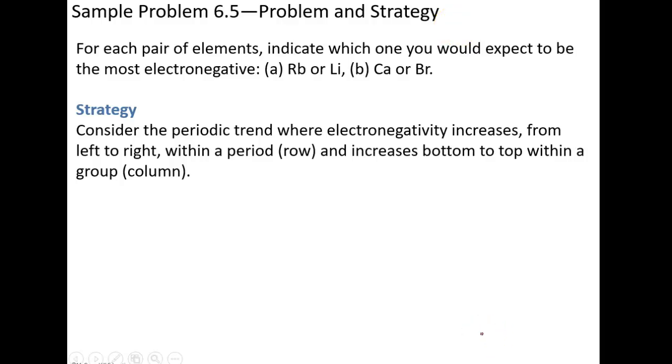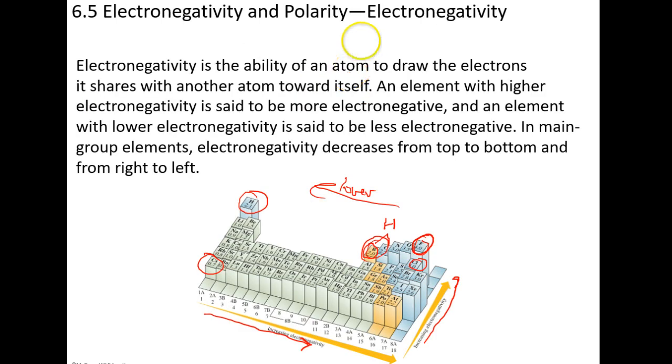Here are problems for each pair of elements. Indicate which one you expect to have a higher electronegativity. Rubidium or lithium: they are in the same group, but lithium is higher up on the table, so lithium is going to have a higher electronegativity. If you go back, lithium is here and rubidium is here. The next one is calcium and bromine. Bromine is going to have a higher one because bromine is a nonmetal. The more non-metallic it is, the higher the electronegativity.